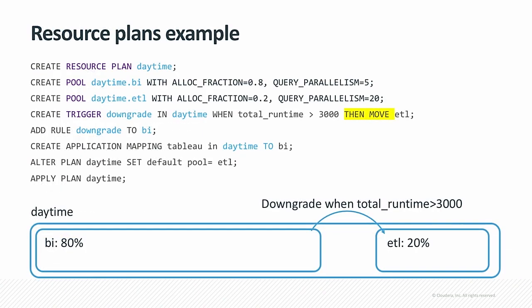Going back to the resource plan example, here we've defined a trigger where if the total runtime goes above 3,000 seconds, then we will move it from the BI pool over to the ETL pool. At this point we've decided that this query is no longer an interactive query. We'll just treat it with lower priority and give it fewer resources. So this is what we have for workload management for LLAP.